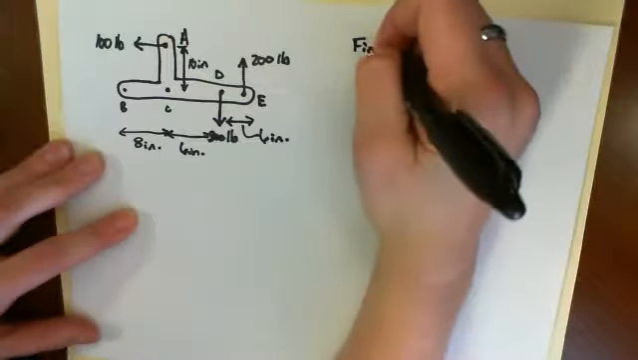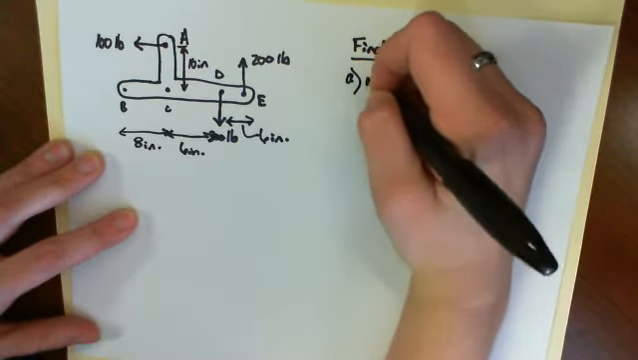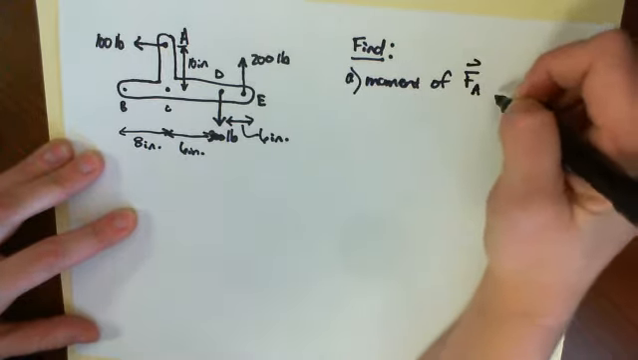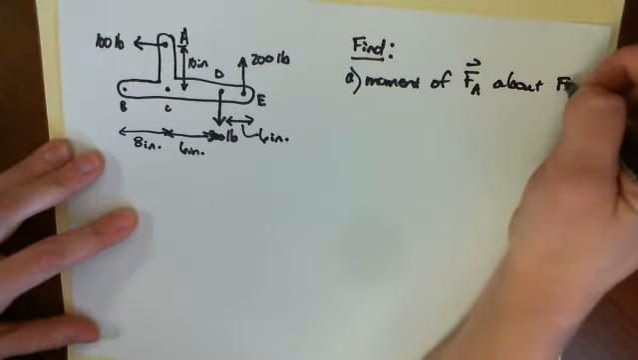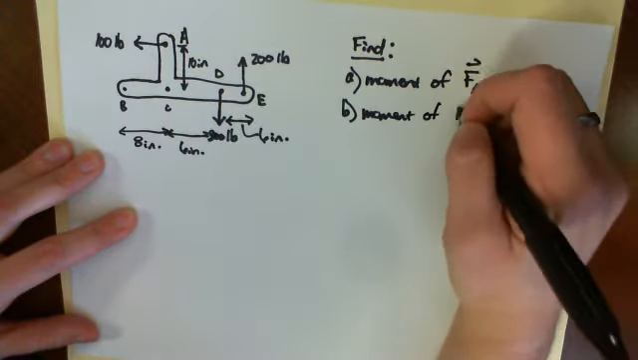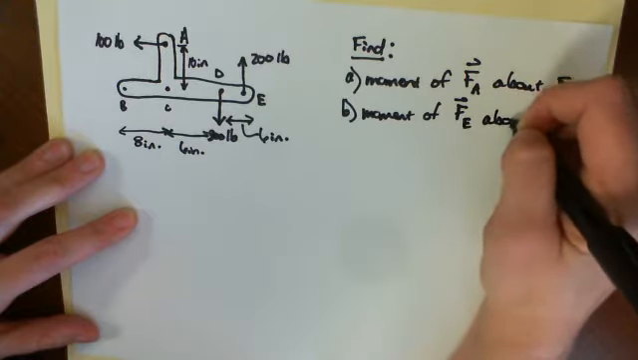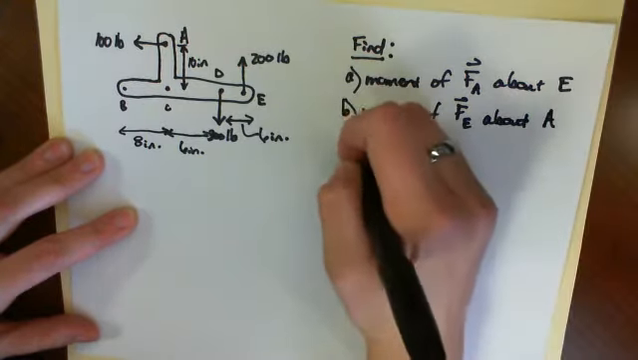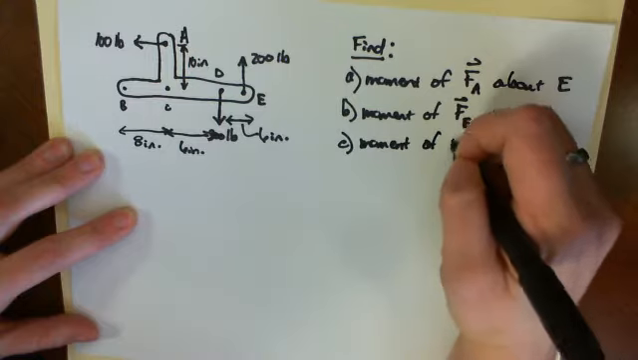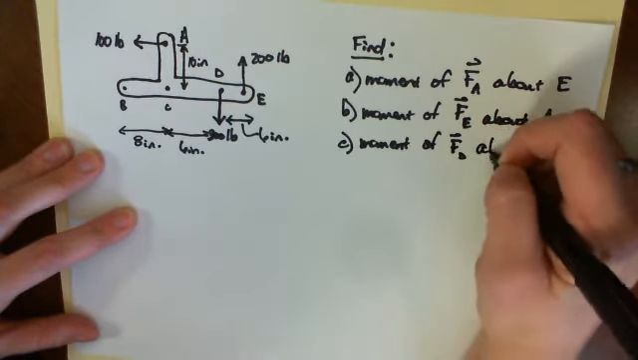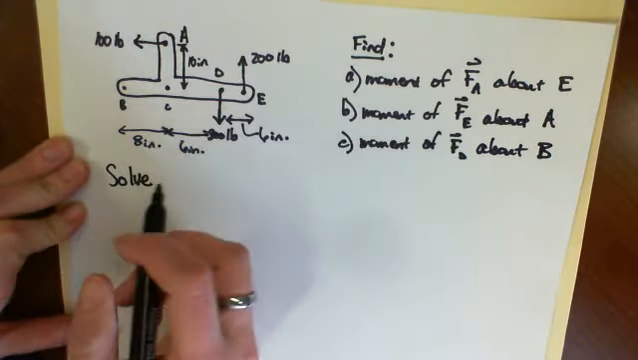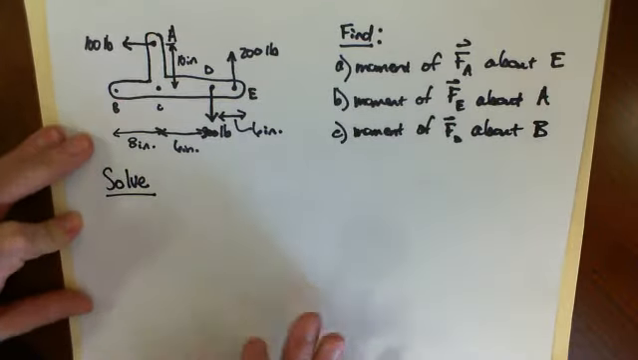So I need to find the moment of the force at A about point E, the moment of the force at E about point A, and the moment of the force at D about B. This is already my free body diagram.